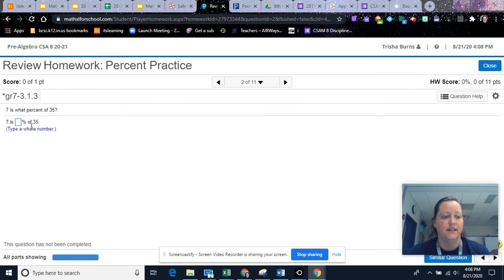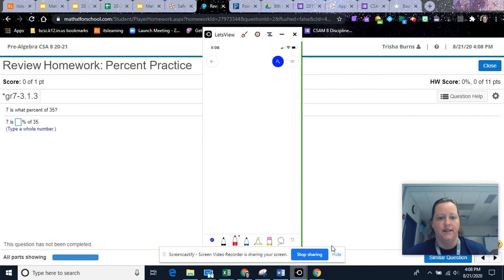So 7 is what percent of 35? I'll write this way so you can see it better. When you see "is," it's an equal sign. And then it says "what percent of the," anytime you see the word "of," it means multiply. And so you get 7 equals X percent of 35.